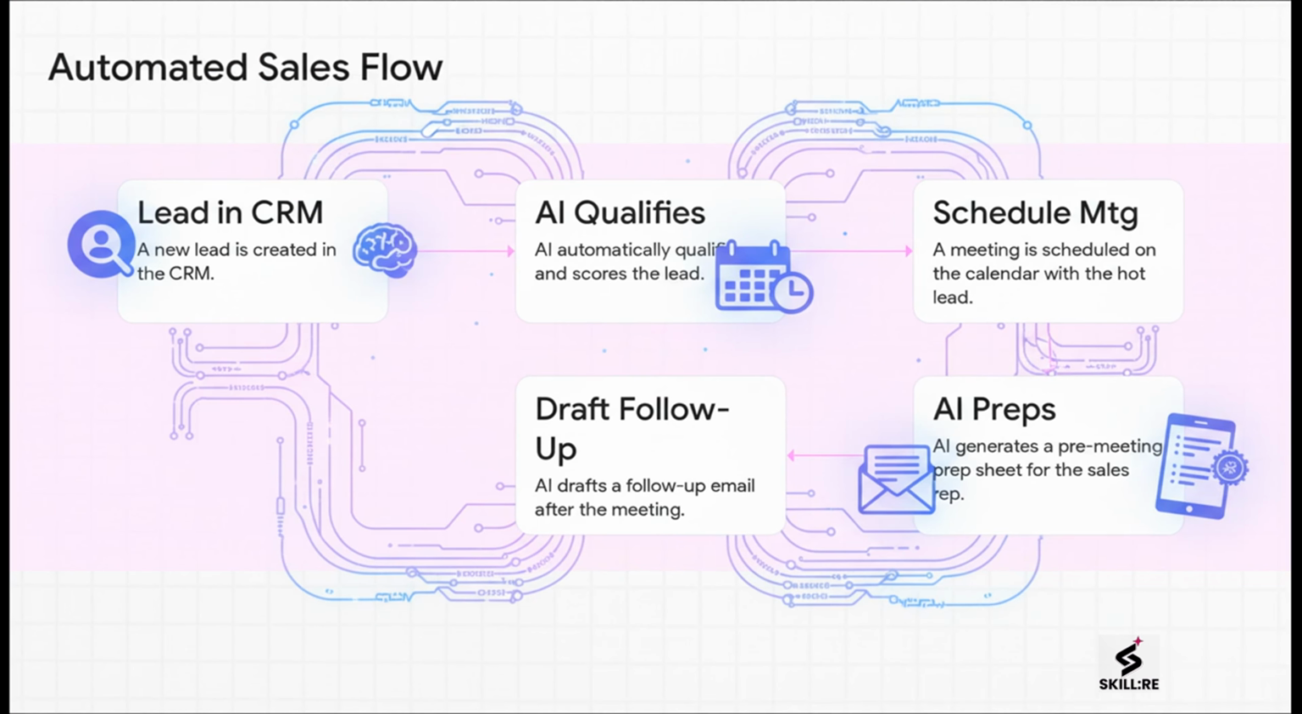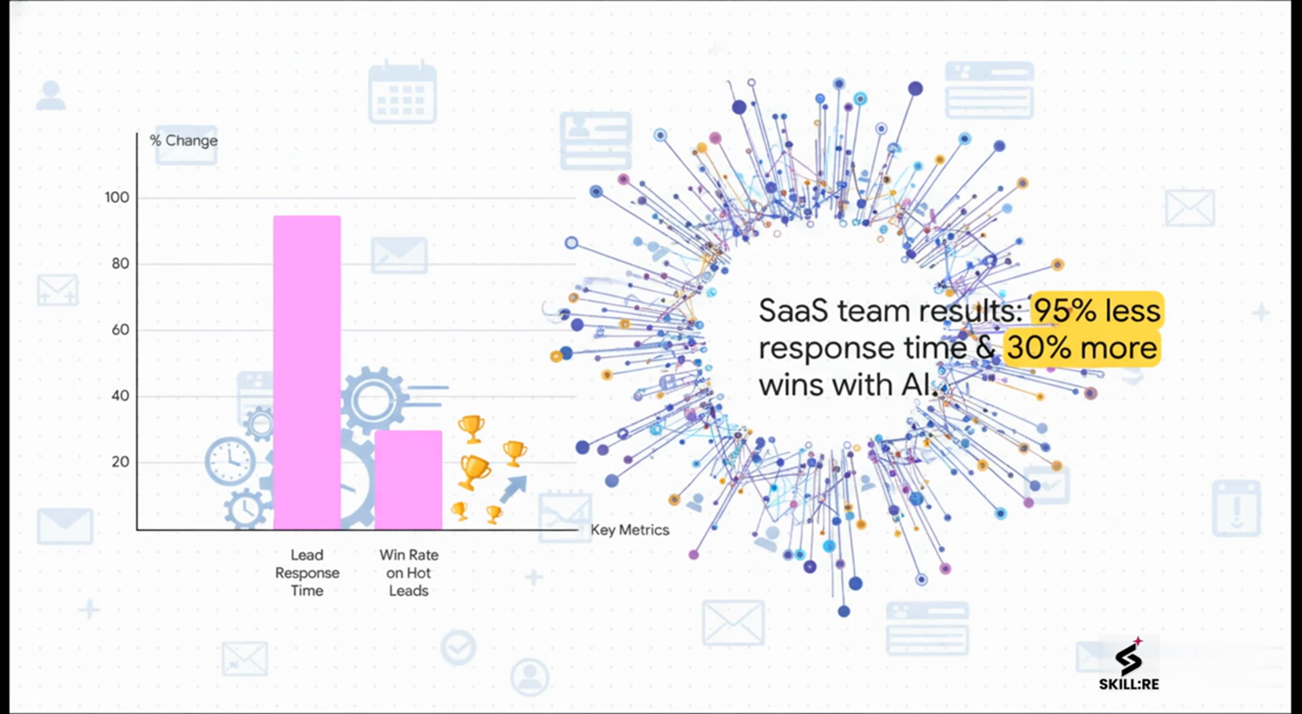A new lead comes in. Bam, the AI qualifies it. If it's hot, bam, a meeting gets booked on the calendar. Before the meeting, a prep sheet shows up. After the meeting, a draft follow-up email is waiting. Every single step is connected. It frees up your people to do the one thing the AI can't: have a great conversation and build a relationship.